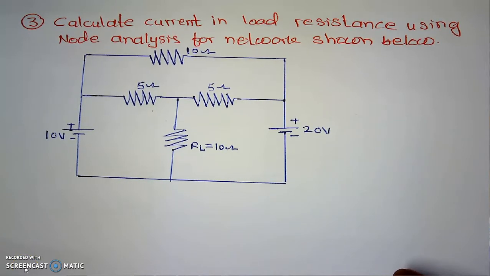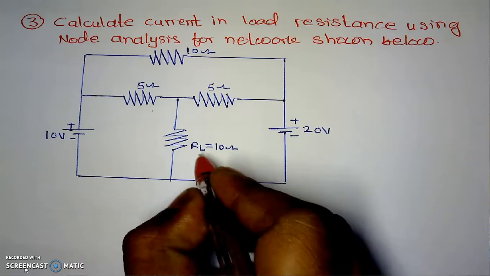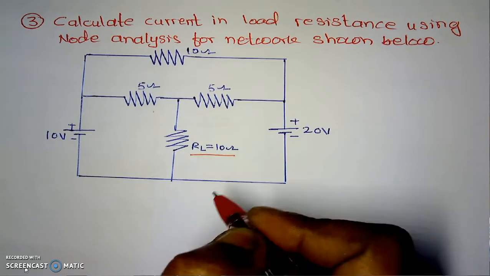from G.H. Raisoni Institute of Engineering and Technology, and in this video we will try to understand the concept of supernode analysis. But before that, we will understand a few more concepts through this particular problem. Here we want to calculate the current in the load resistance, which is 10 ohm in this particular case, which is given as something like this.